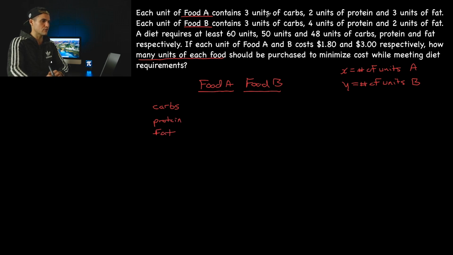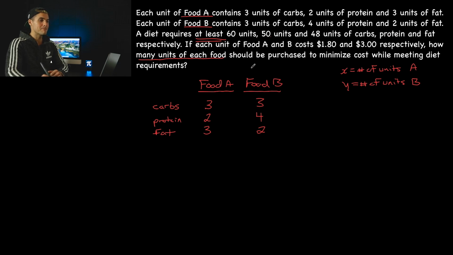Okay, so each unit of food A contains 3 units of carbs, 2 units of protein, and 3 units of fat, like that. Each unit of food B contains 3 units of carbs, 4 units of protein, and then 2 units of fat, like that. Okay, next sentence. A diet requires at least, so that's important right there. I'll come back to that. So a diet requires at least 60 units, 50 units, and 48 units of carbs, protein, and fat, respectively, right?